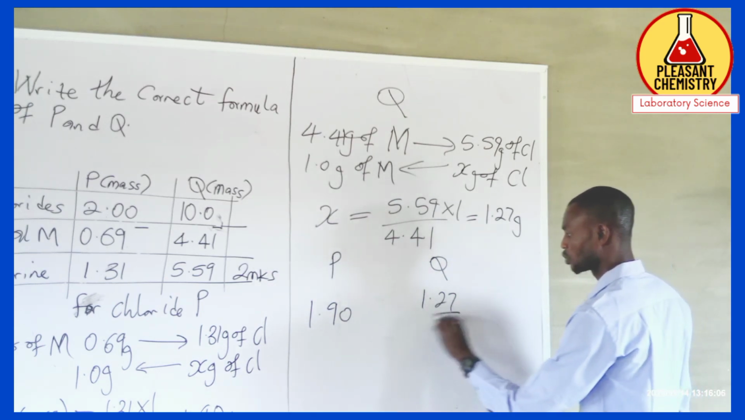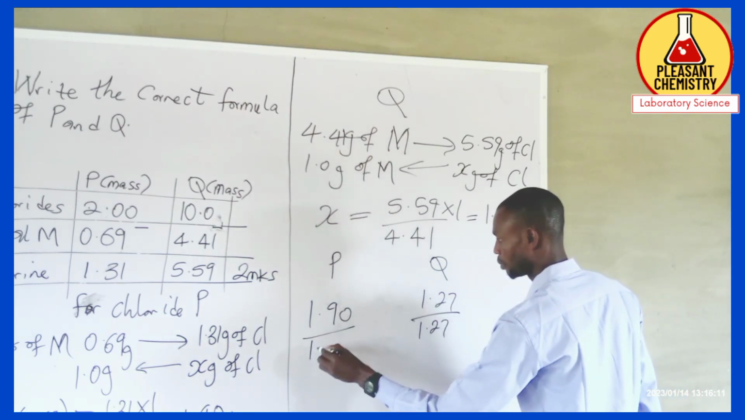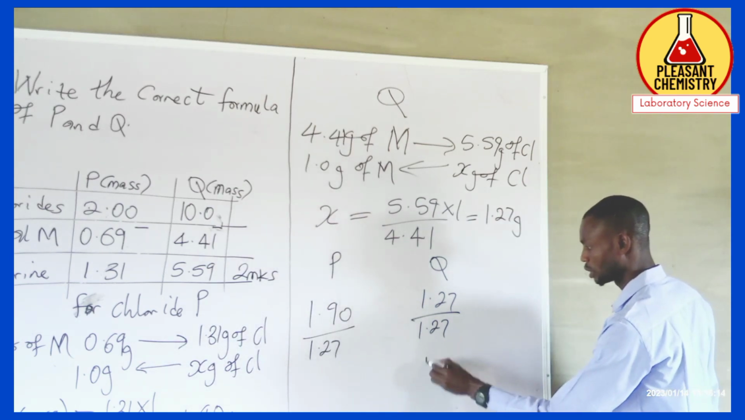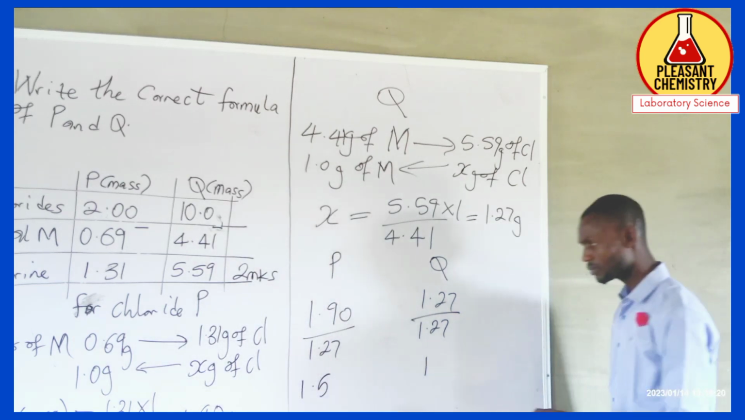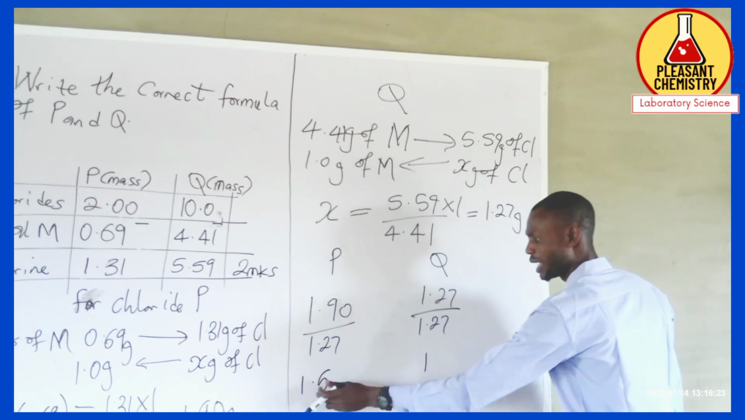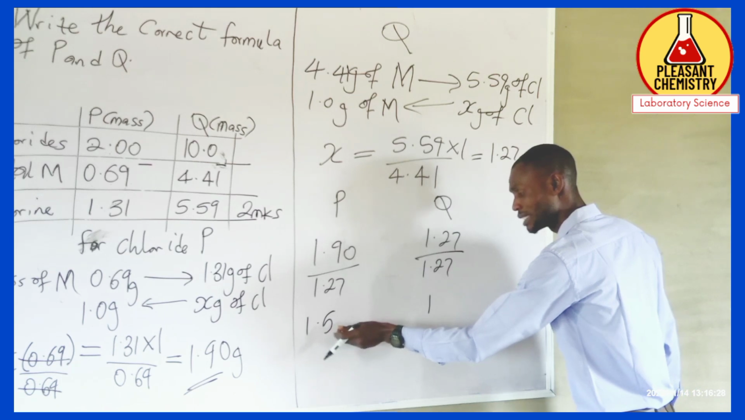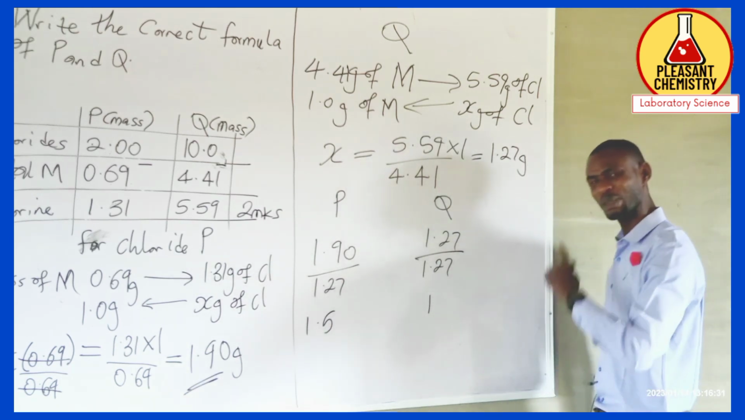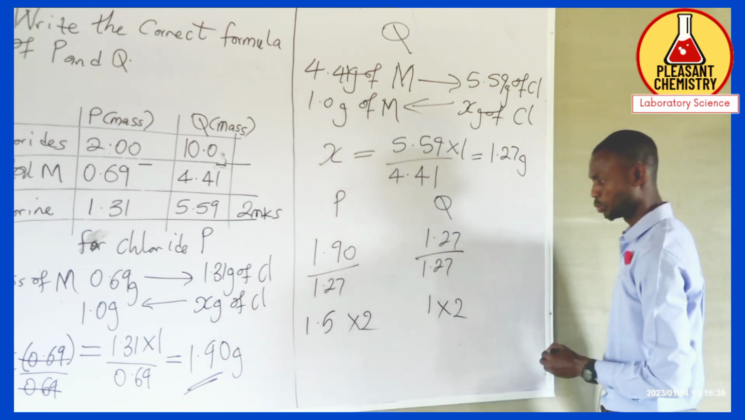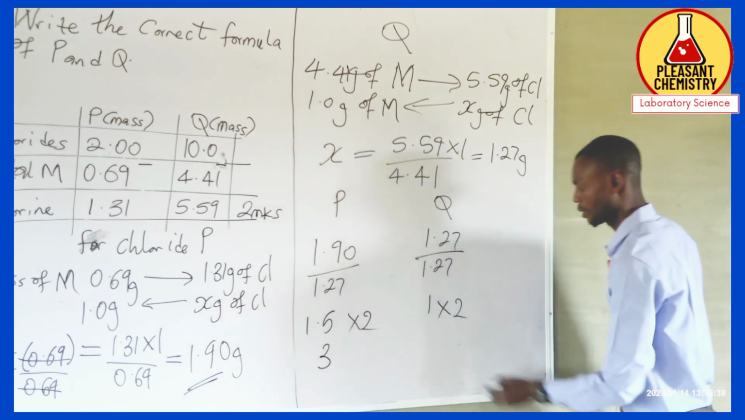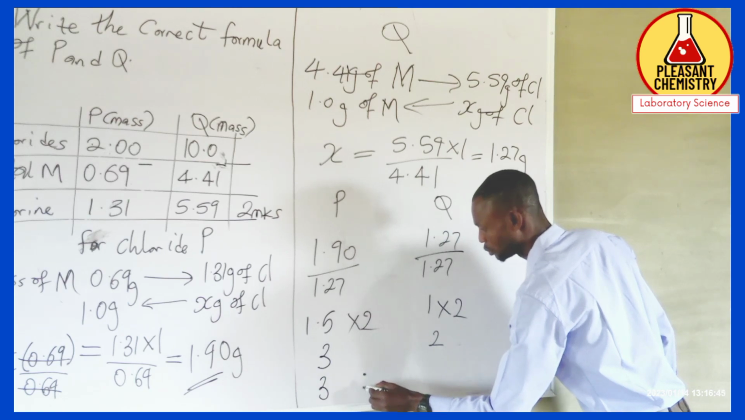So when we divide by the smallest, which is 1.27, this one will give us 1, and this one should give us 1.5. Now listen, anytime you are calculating a ratio and you arrive at maybe 0.5, 1.5, 2.5, make sure you multiply both sides by 2, not that you are going to round it up. You multiply both sides by 2, and this one gives us 3, while this one gives us 2. So the ratio of their combination is 3 to 2.